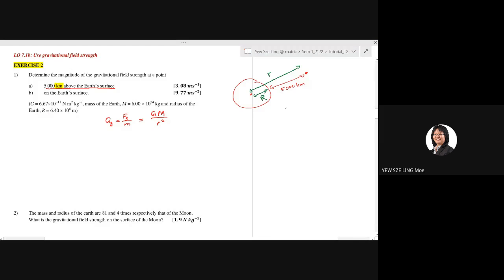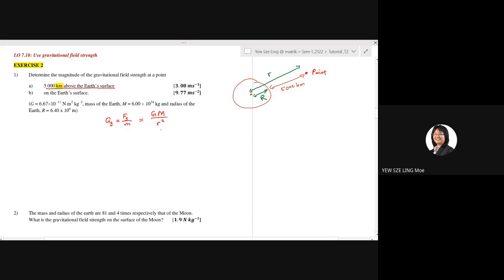Why? Because you're just given a point. You don't have any information about this point. You're not given the mass of the test mass at this point. So you cannot use AG equals F over M because you don't have enough information.